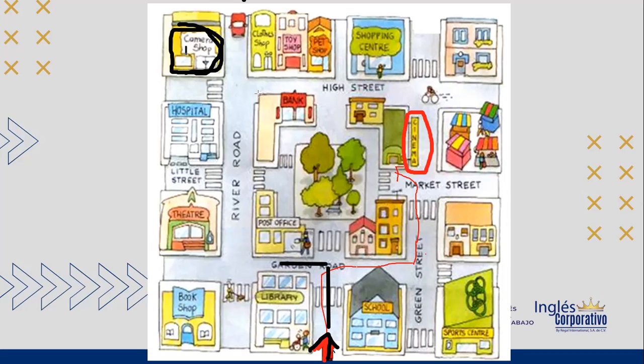Y luego sería doblar a la. Turn left. Ajá. Y luego sería down street, al final de la calle. Ah, ok, down the street, ajá. Ajá. In front of clothes shop. Oh, ok, very good. Thank you, miss. Excellent. Very good, very good.